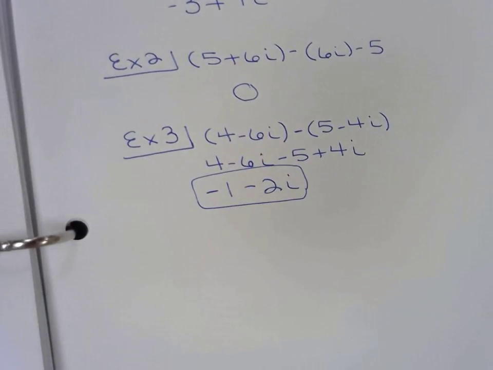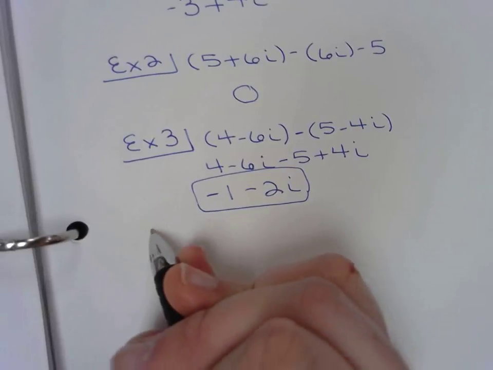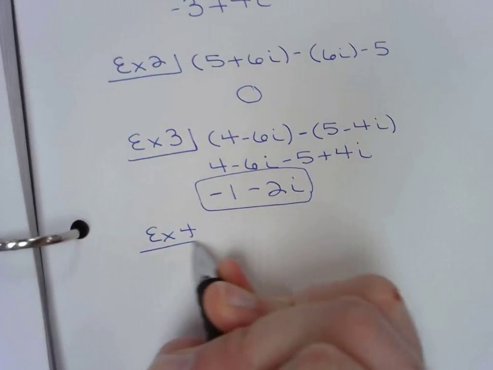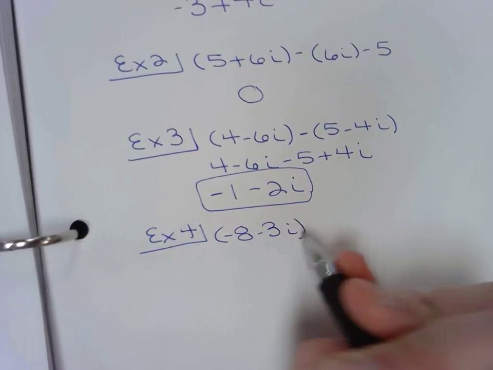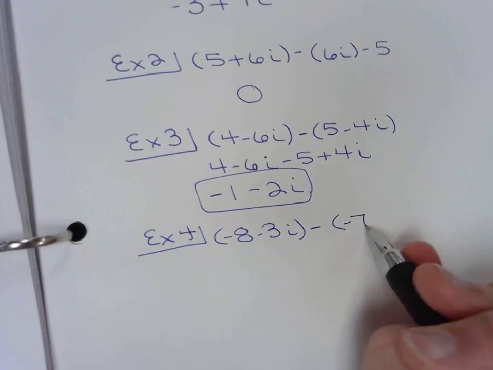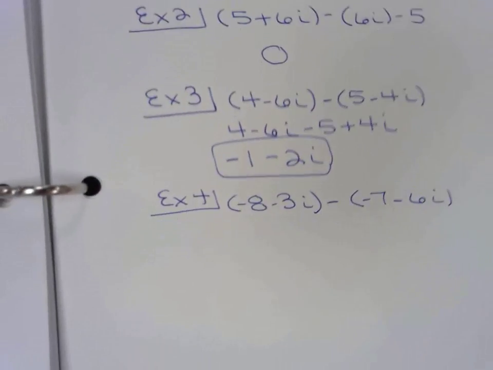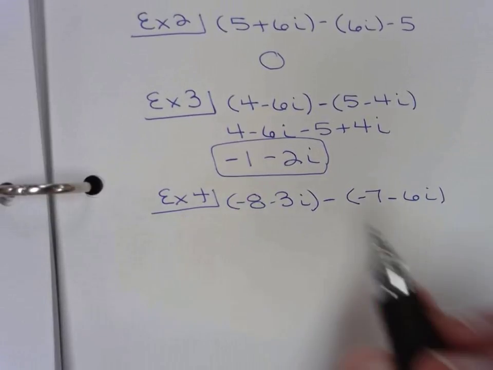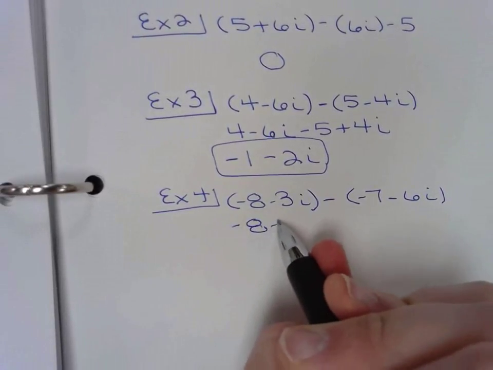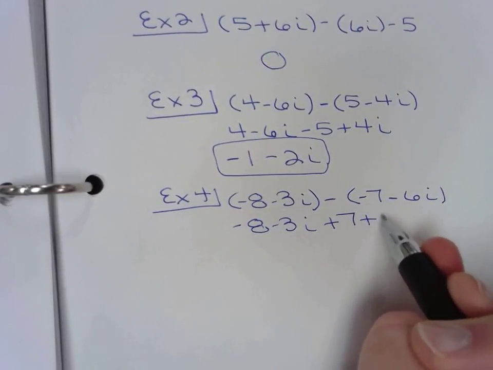Okay. Any questions on this? Want to do another one? Okay, let's do another subtraction. Let's look at this one. So negative 8 minus 3i minus negative 7 minus 6i. You don't have to necessarily distribute that negative. I like doing it so you know that you don't forget to use it. So negative 8 minus 3i. Distribute the negative will be plus 7 plus 6i.